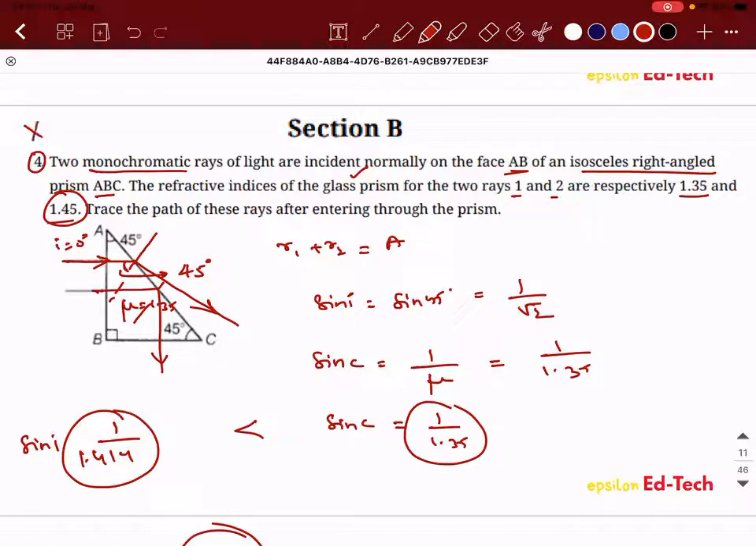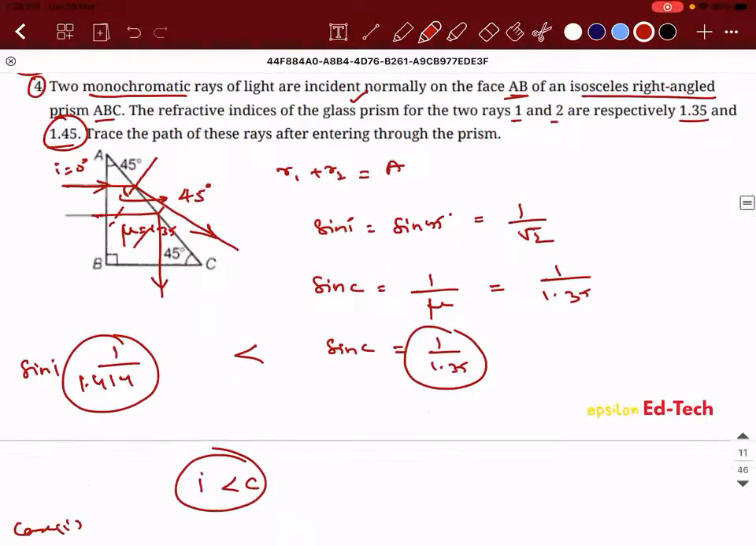So there is a very important problem. This kind of problem might come. Guys, did you understand the logic? Yes or no? Sir, we're finding the critical angle to find if it will undergo refraction or total internal reflection, right? Perfect. That's what I did.